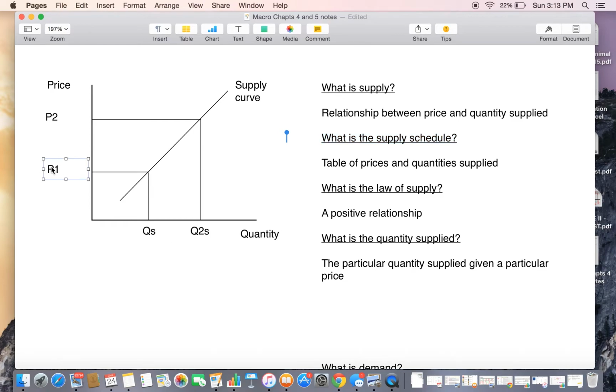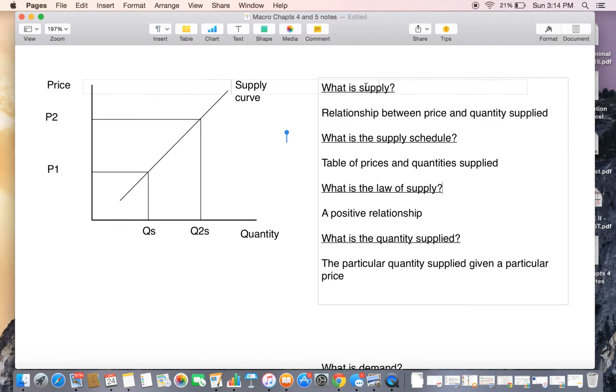So at a price of 30, for example, 10,000 pairs of jeans would be supplied to the market. At a price of 40 or 50, 20,000 pairs of jeans would be supplied to the market. Now, the difference between the supply schedule and the supply curve is really just that a supply schedule is a table of corresponding prices and quantities, whereas a supply curve is going to be a graphical demonstration of that relationship. And if you're noticing that this happens to be a linear relationship, you're right. The other thing is that it happens to be a positive linear relationship, and that is our law of supply.